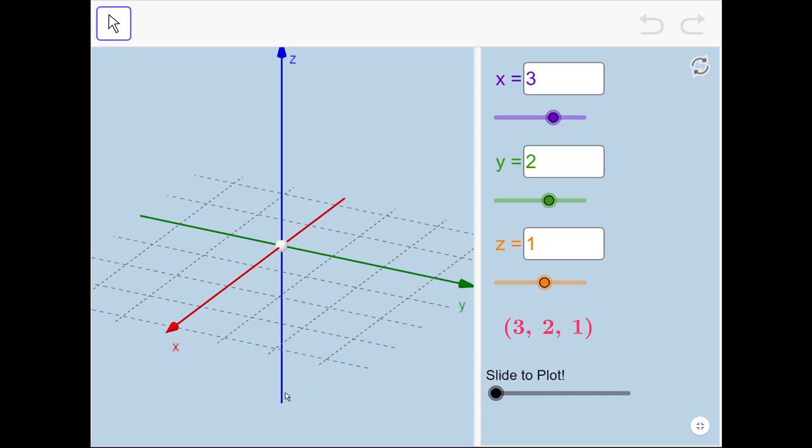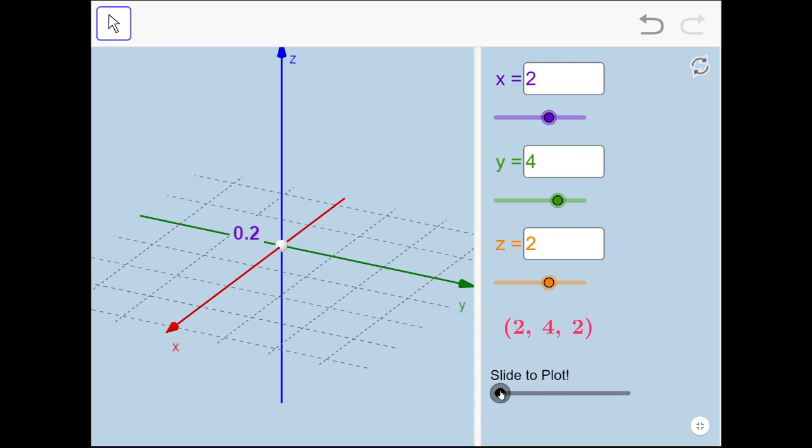So I would like you to take a look at this. Here you can put your own values. I'm giving x is equal to 2, y is equal to 4, and z is equal to 2. So this is a three-dimensional point. This is how you represent it. The point is (2, 4, 2). We have three coordinates now. So how to plot it?